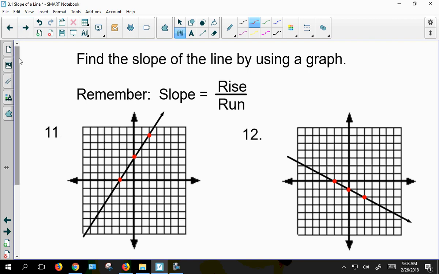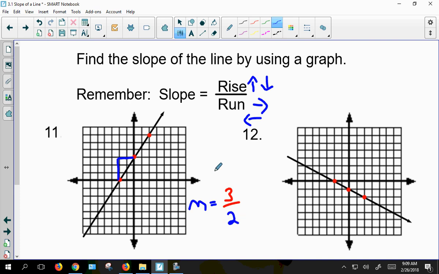Okay, now we're going to find this without having to do any kind of math at all. We're just going to count. Remember, rise is up or down. Run is right or left. So I'm going to put m equals, and I'm going to count from one dot to the next. I go up 1, 2, 3. So my top number is 3. My bottom number is 1, 2. So it's 3 over 2.